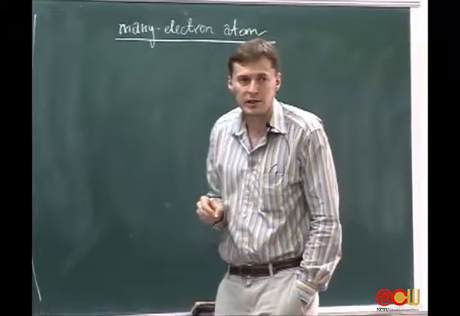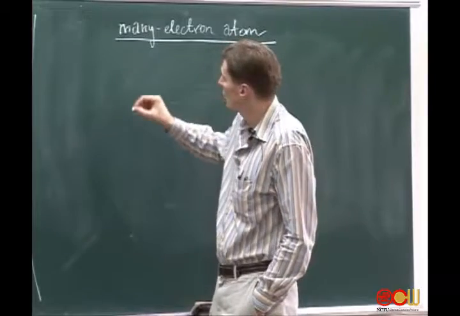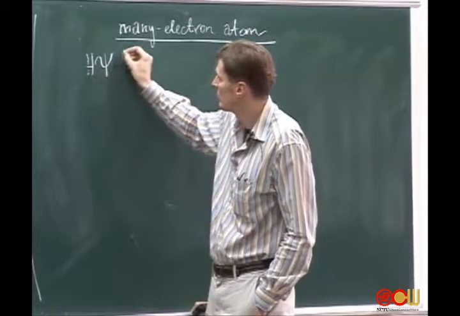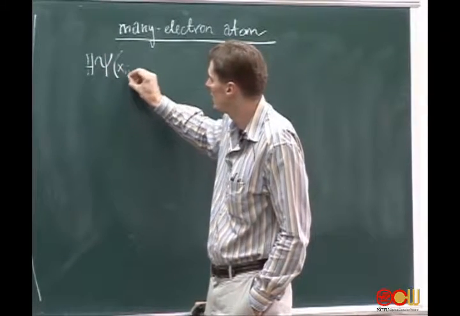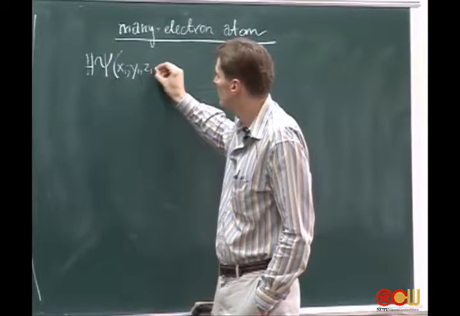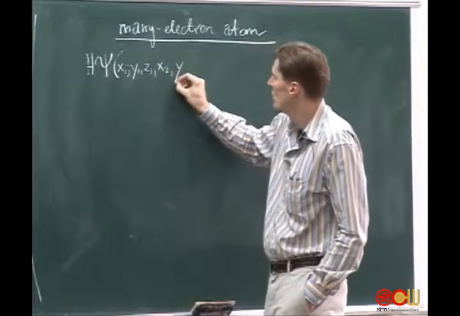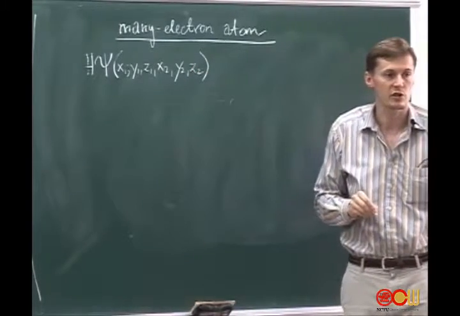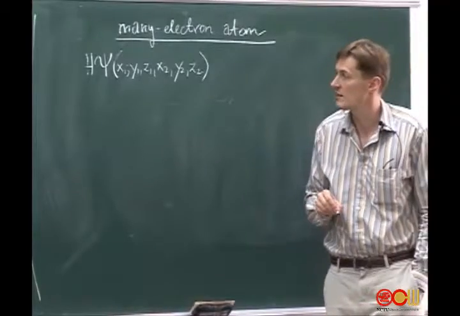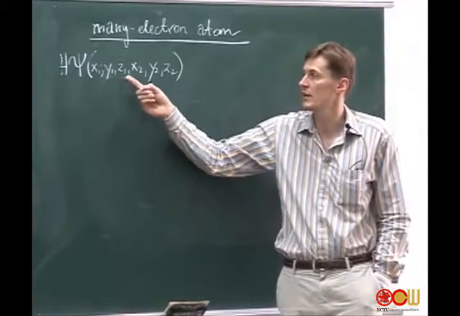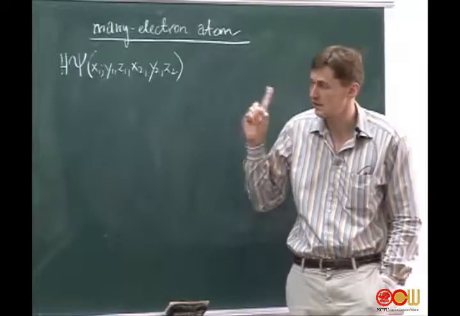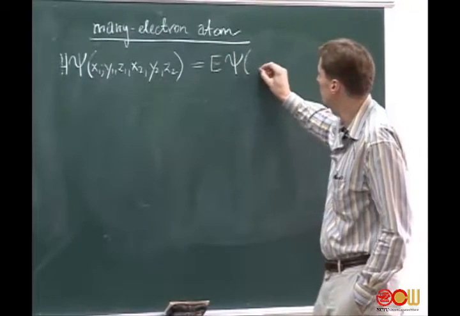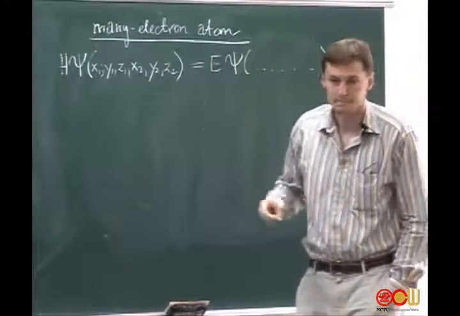Well, the story is simple, right? Normally you would write the Schrödinger equation for x1, y1, z1, x2, y2, z2. You see that this is a 6-dimensional function already, taking 6 arguments, positions of the first electron and positions of the second electron, and giving you one complex number. This would give you energy times the same function, with the same arguments like here.